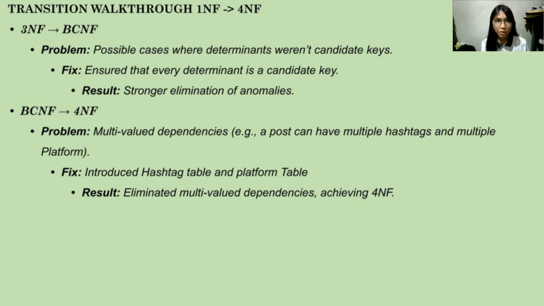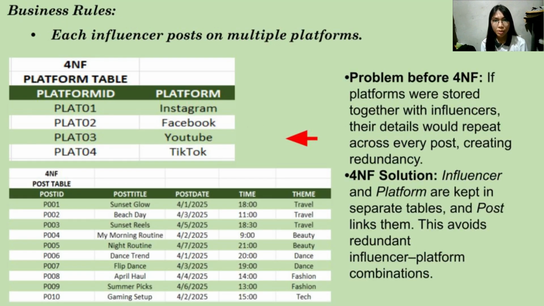So first, we should know what our business rules consist of. Business rule number 1: each influencer posts on multiple platforms. Problem before 4NF: if platforms were stored together with influencers, their details would repeat across every post, creating redundancy. 4NF solution: influencer and platform are kept in separate tables, and post links them. This avoids redundant influencer-platform combinations.